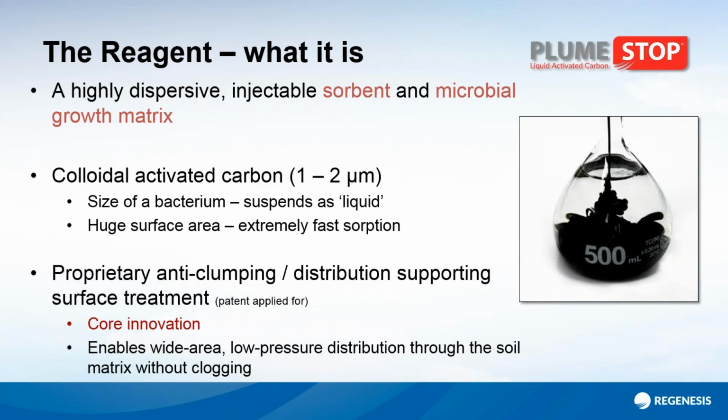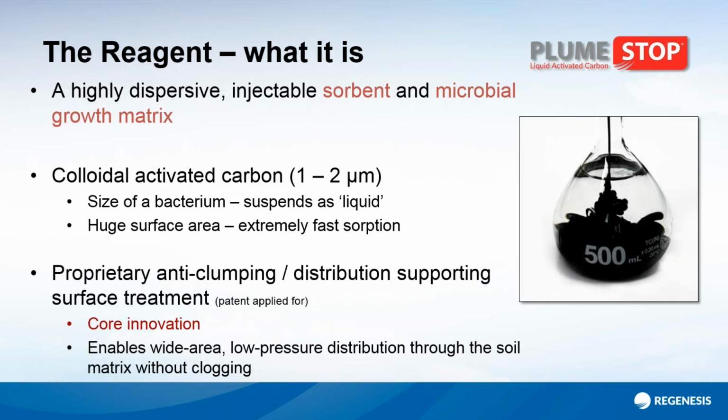Now the PlumeStop itself is activated carbon, and they're fine particles of about 1 to 2 micron. They're suspended in water through a polymer dispersion chemistry. Now the PlumeStop is going to behave like a colloid. It's going to bind to the aquifer matrix, and then in turn that's going to sorb the contaminants. The bacteria will colonize on the matrix of the PlumeStop itself, and thus is going to expedite the contaminant biodegradation.